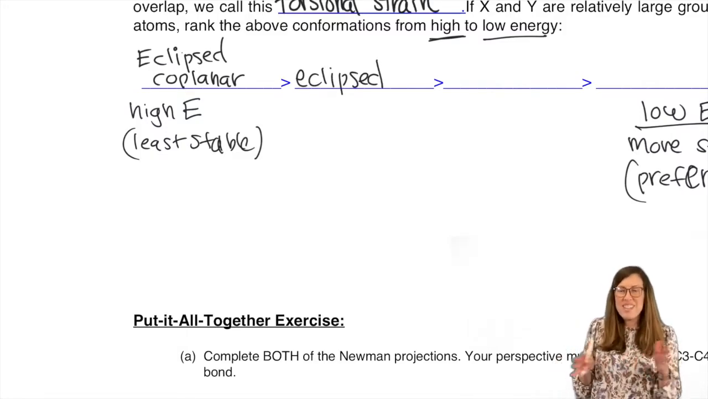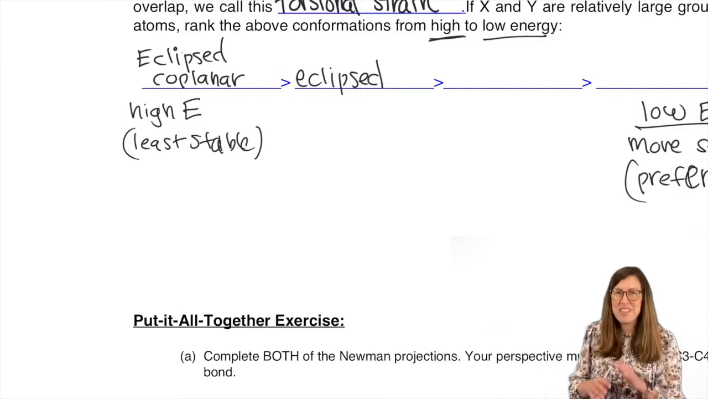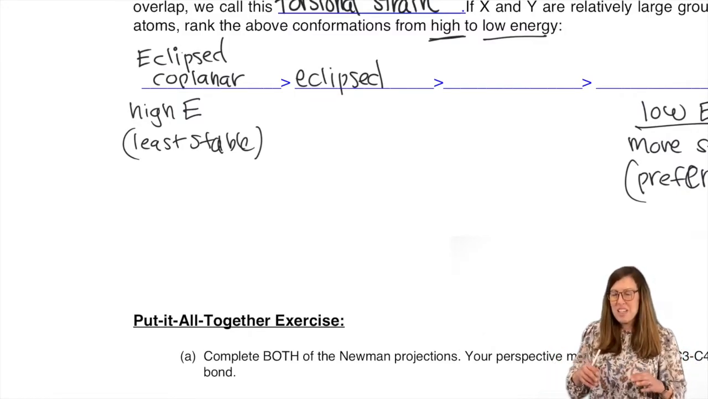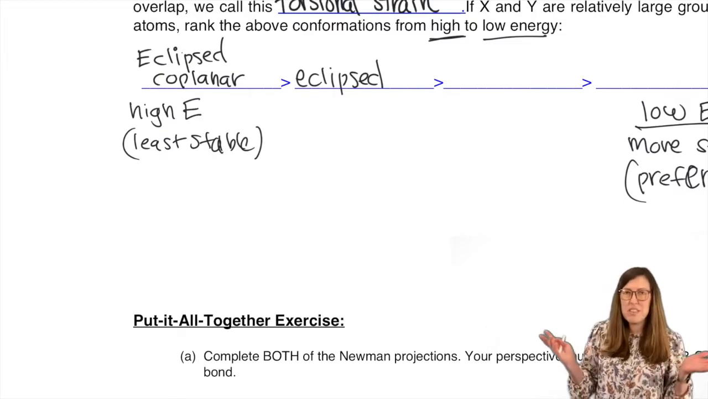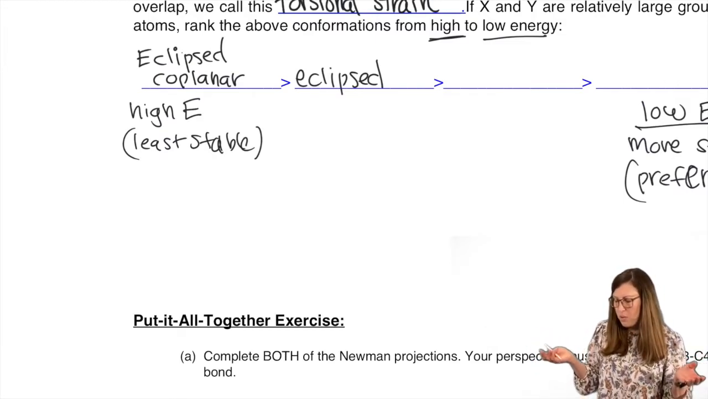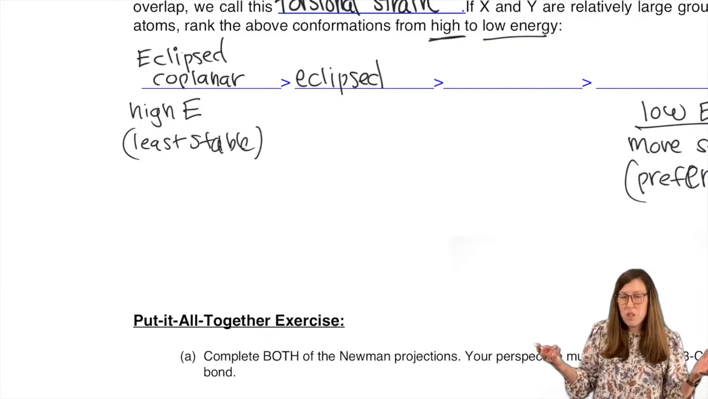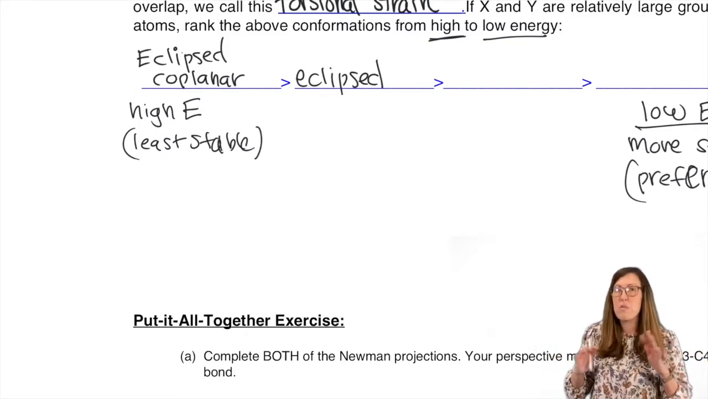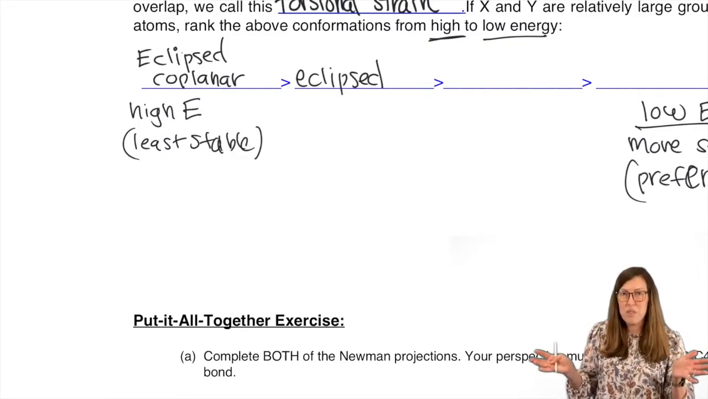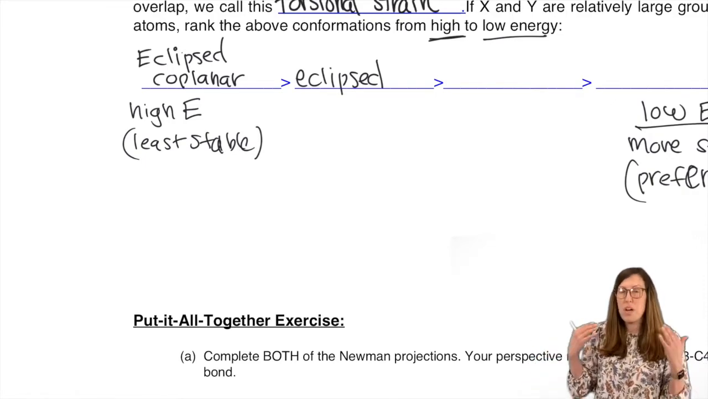Now this is a trend. Nothing is 100%. It's all a spectrum of probability. So could we have exceptions to this? Absolutely. If the groups were enormous, gauche might actually be worse than some eclipse. But for the vast majority of cases, trends work, which is why we like to use trends. But we always acknowledge them.